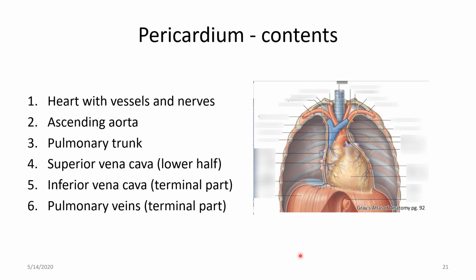The contents of pericardium. The contents of pericardium are the heart with the vessels and nerves, that is the phrenic nerves and pericardiophrenic vessels in contact with the pericardium. Then the ascending aorta, the pulmonary trunk, the superior vena cava, the lower half of it, the terminal part of the inferior vena cava, and the four pulmonary veins. These are the contents of pericardium.